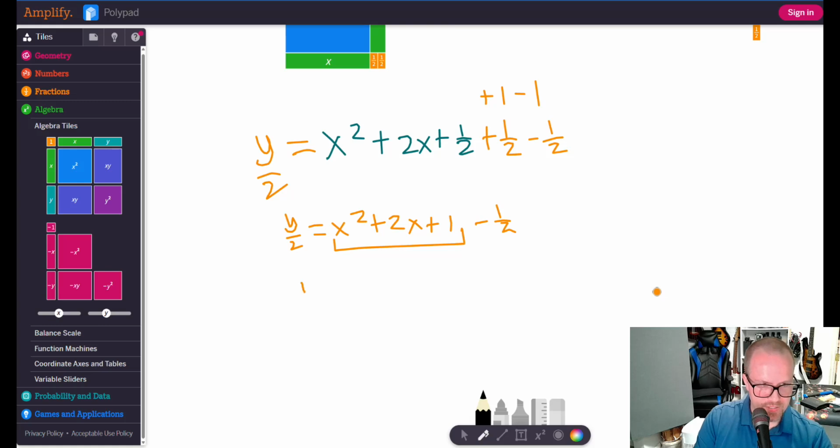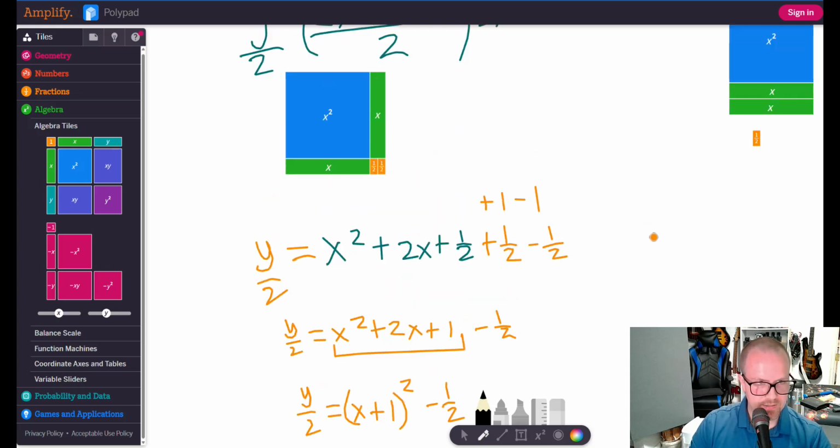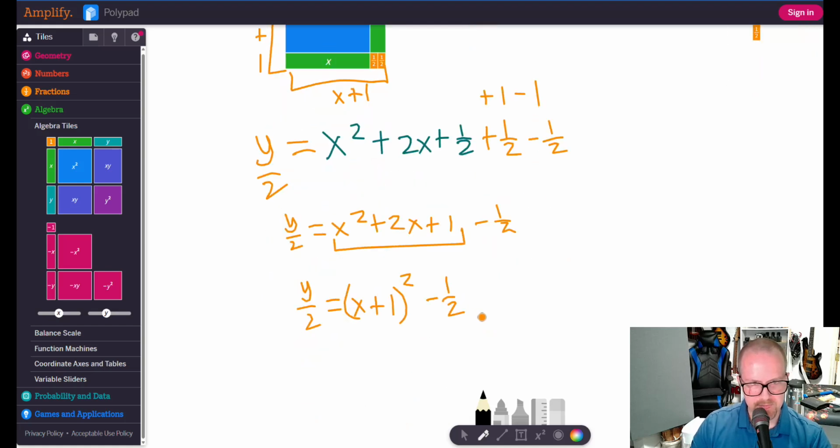And now we can complete the square. So y over 2 is in fact x plus 1 squared minus 1/2. And so we can see that on the model, x plus 1 squared, and then minus 1/2 is the leftovers.